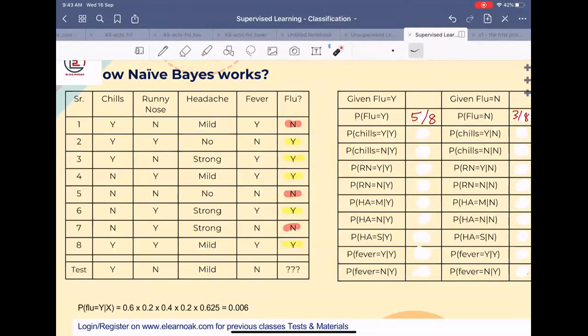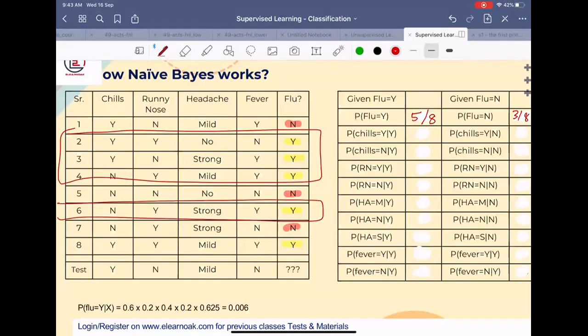One person has answered it right. Okay, I'm not sure. Let me see. So here for this example, we have to first do event A. So this is probability of chills as being yes, given that a person has flu. So when I say given that the person has flu, my sample set limits to only these examples. When it is yes, yes, and yes.